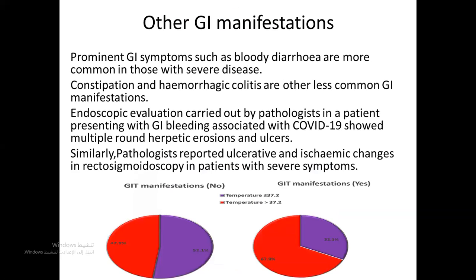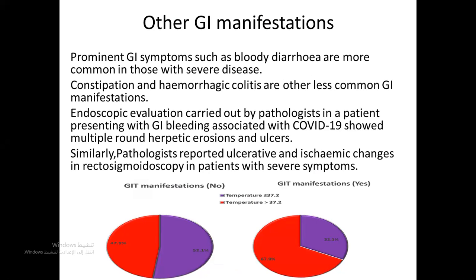Other GIT manifestations. Prominent GI symptoms such as bloody diarrhea are more common in those with severe disease. نحن ذكرنا إنه الدياريا والأنوركسيا هي most common symptoms، بس من ناحية الـ bloody diarrhea تكون في severe disease. Constipation and hemorrhagic colitis are other less common GIT manifestations.